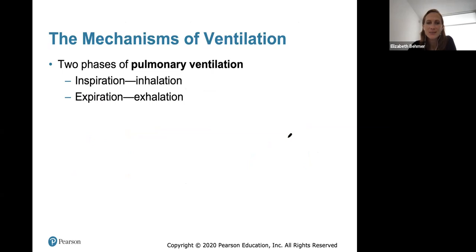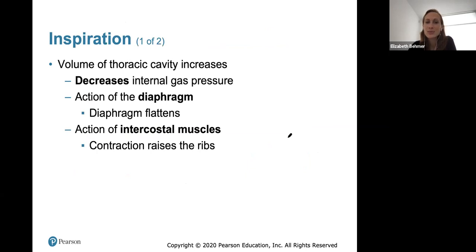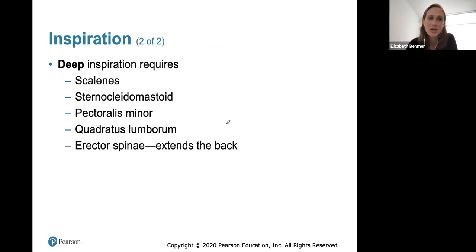There's 2 phases of pulmonary ventilation, then: inspiration or inhalation, and expiration, which is exhalation. Inspiration is when the volume of the thoracic cavity increases and we have a decrease in internal gas pressure. The main action of the diaphragm during breathing in or inhaling is the diaphragm flattens, and the action of the intercostal muscles, the contraction will raise or make the rib cage larger. Deep inspiration requires these muscles.